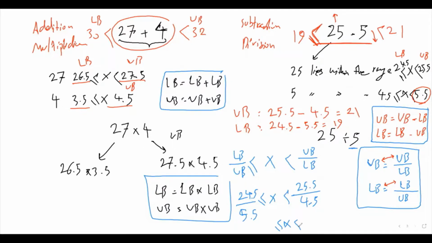If you use a calculator, 25.5 divided by 4.5, you get 5.6. And for the lower bound, you get 4.45, which if I round it to 1 dp, sorry, this one should be 7 if I round it to 1 dp. So this is the upper bound, and this is the lower bound. So that's how you should do it for division. Addition and multiplication are quite straightforward. For subtraction and division, you have to be careful and follow this chart that I wrote for you here.